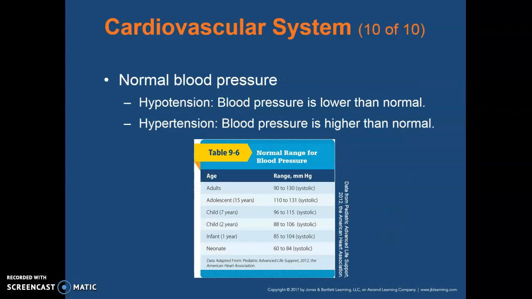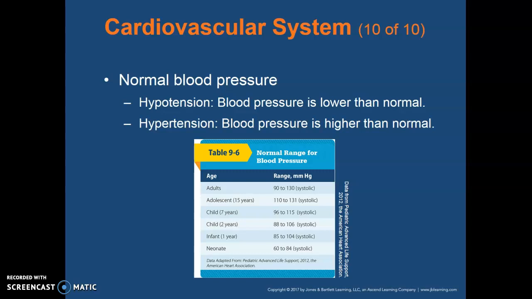Normal blood pressure, your systolic, averages between 90 and 130. If they're under 90 millimeters of mercury, that's called hypotension, hypo being below or less than. And if it's above 130, they have hypertension. Now this is just in that instance. In order for somebody to be diagnosed with hypertension, typically they have to have a systolic pressure greater than 140, a diastolic pressure greater than 90 at two separate instances.